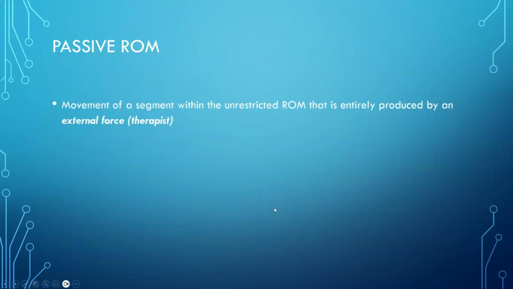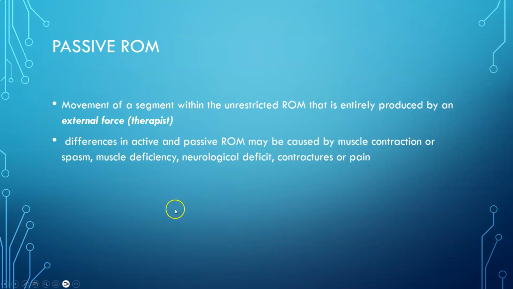Passive range of motion. Passive range of motion is the movement of a segment within the unrestricted range of motion that is entirely done by you as the external force. So we do active range of motion. We ask the patient to perform the movements. And then we traditionally do passive range of motion, which is you, the therapist, doing the movements that you've asked the patient to do. You haven't done passive yet, but you will be doing it next semester. So we have active, passive. Of course, we have active assisted range of motion if we think that there's weakness. And of course, we have muscle strength testing, which we've been doing this semester as well.